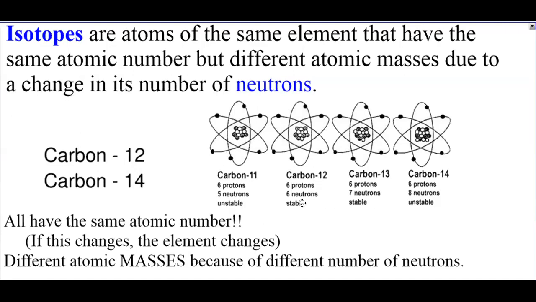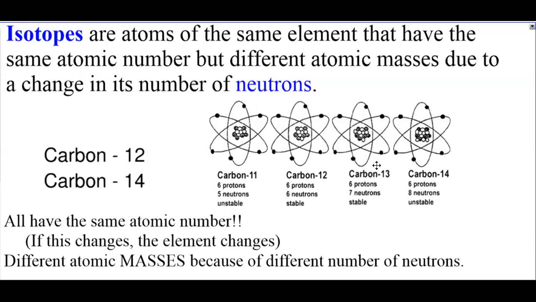So for instance, almost 99% of all carbon found on Earth, and we're pretty sure in the universe, is going to be carbon-12. You have trace amounts of carbon-14 in your body, and we use carbon-14 for carbon dating. So carbon-14 has 2 more neutrons than normal carbon-12.